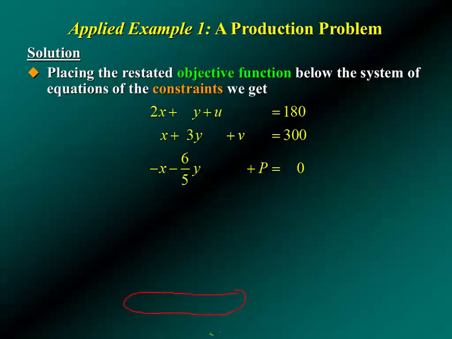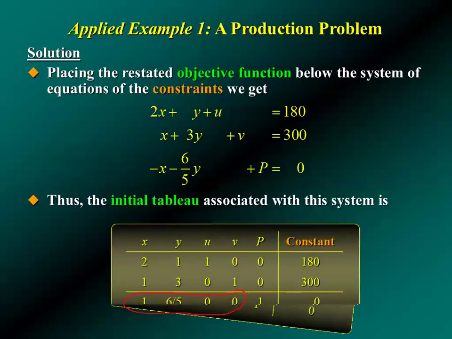Now we're rewriting the constraints as follows, and we get the initial tableau as follows. Now the initial tableau works like this.